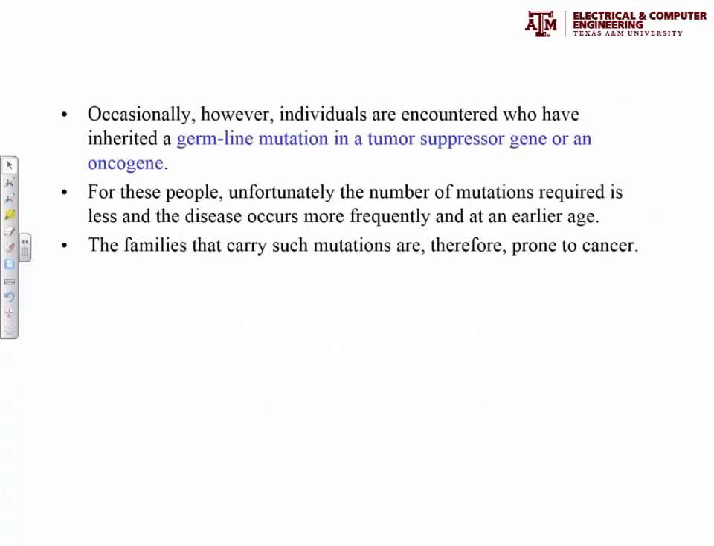Occasionally, however, individuals are encountered who have inherited a germline mutation in a tumor suppressor gene or an oncogene, right? They got it from their parents. For these people, unfortunately, the number of mutations that is required is less to get cancer, and the disease occurs more frequently and at an earlier age. And the families that carry such mutations are therefore prone to cancer.